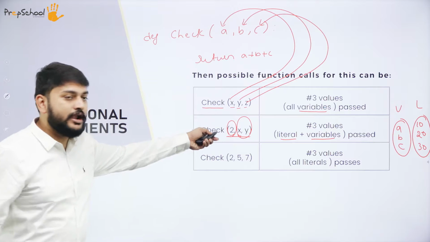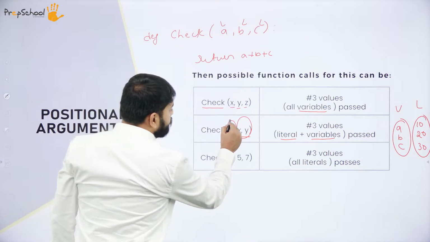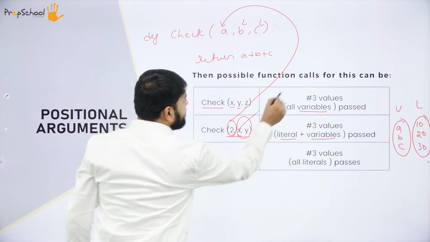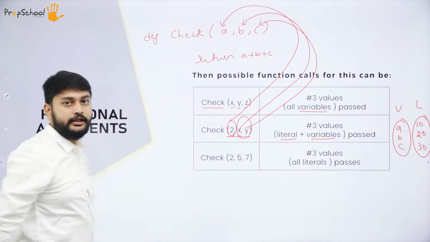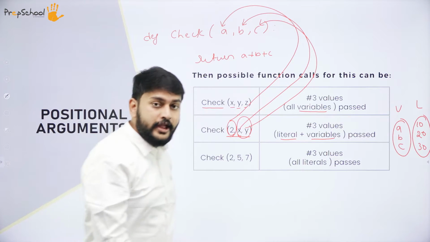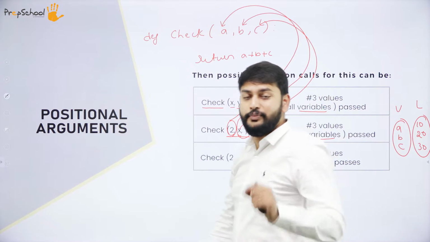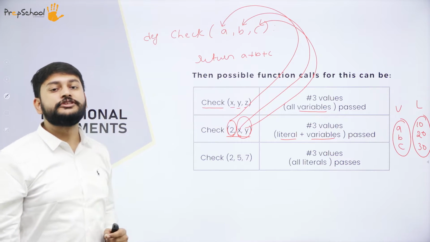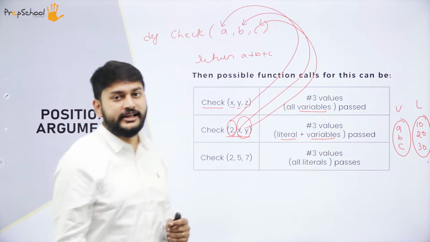So let us understand. Okay, this 2 is getting assigned to A, this X is getting assigned to B, and this Y is getting assigned to C. So this is how my positional arguments work. Please make a note and try to understand how exactly positional arguments work, dear students.